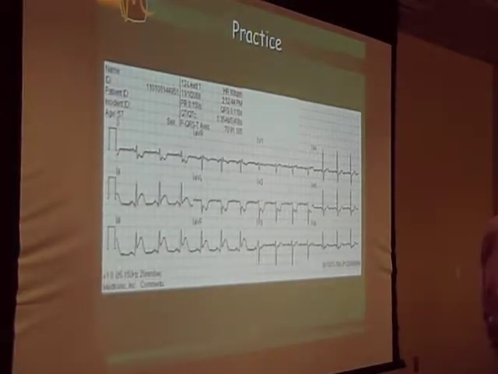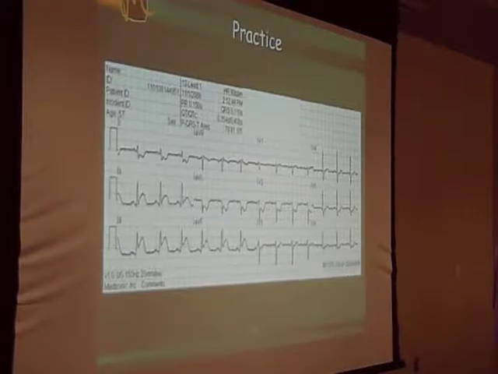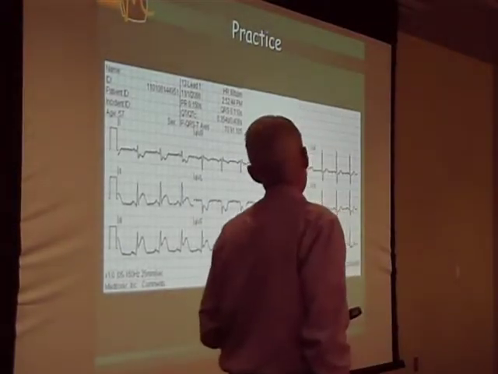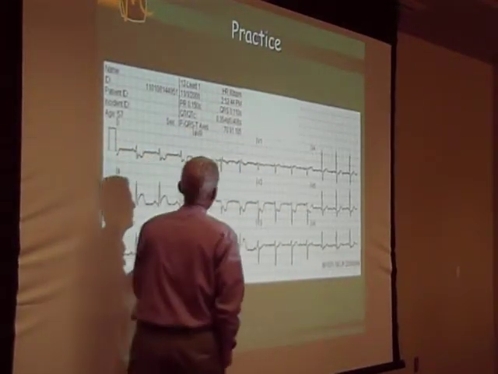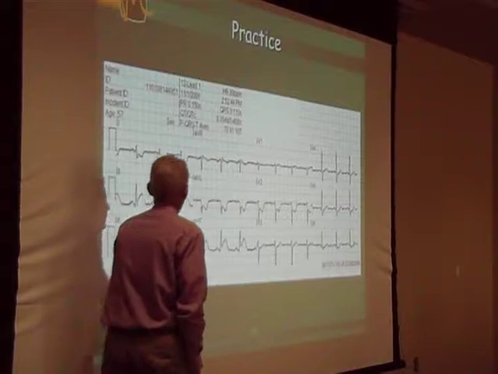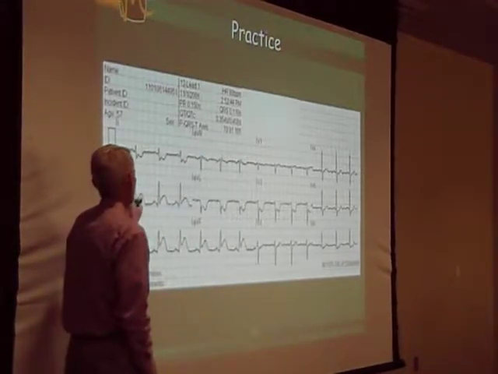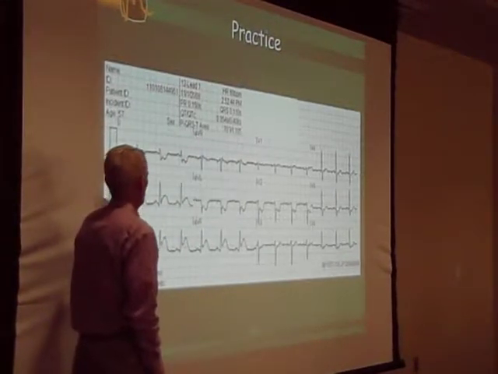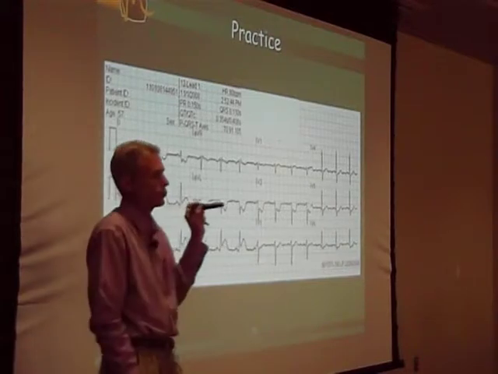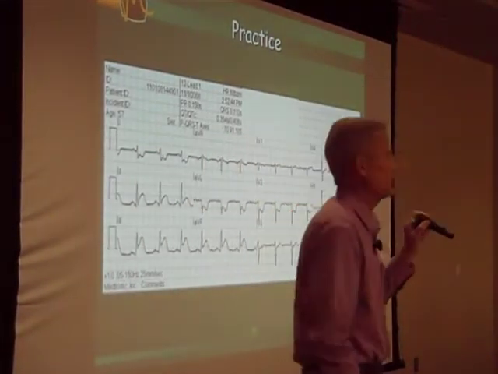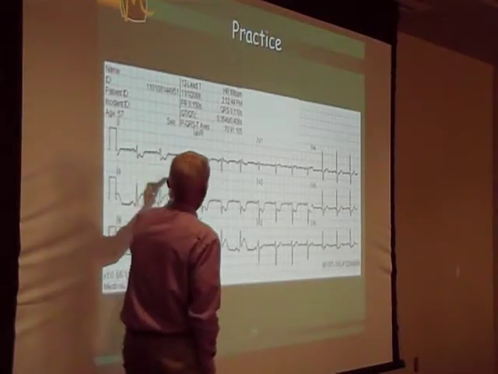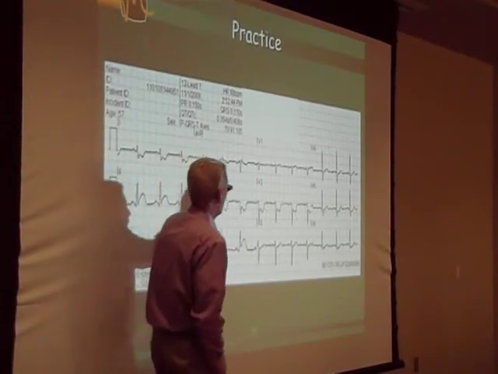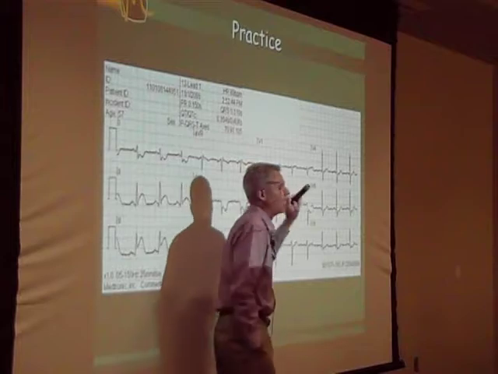What do you think? Good. Inferior wall injury. Everybody look at 2, 3, and AVF. Very classic pattern. If you look at the ST segment, it doesn't have a concave contour. It's more flat. We have a very symmetrical T. Reciprocal change is very predominant in 1 and AVL, which we see. Plus, we also have it in our precordial leads.